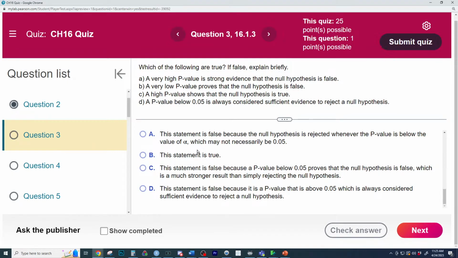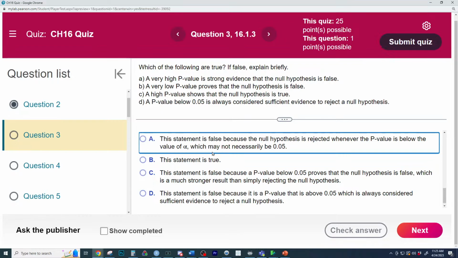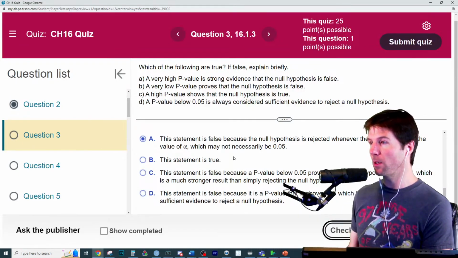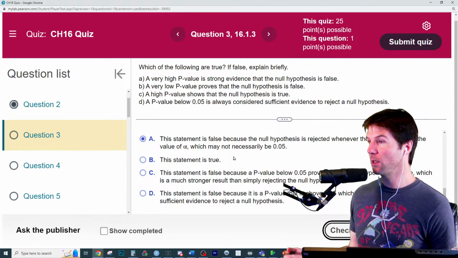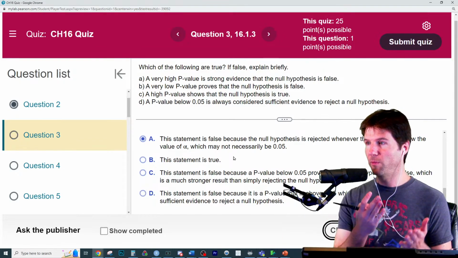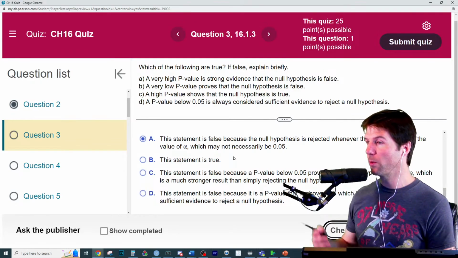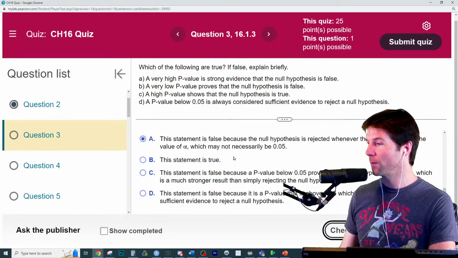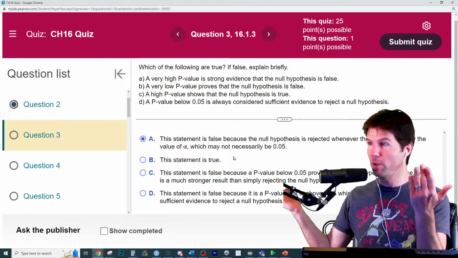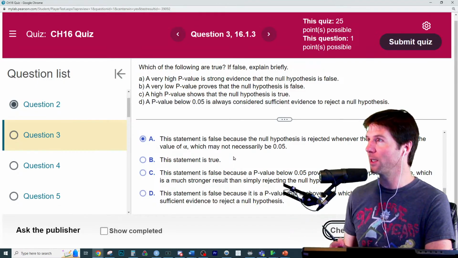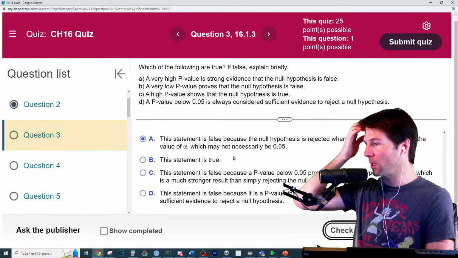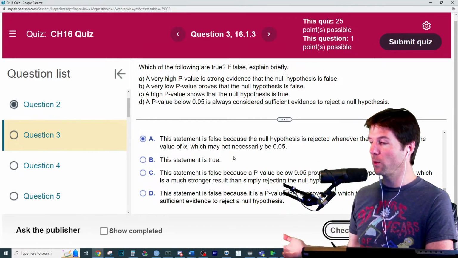So the researcher picks the alpha. Right here, the statement is false because the null hypothesis is rejected when the p-value is below the value of alpha, which may not be 0.05. Boom. Good stuff. We didn't get tricked by any of those. The reason alpha is independent is because the researcher, Jackson, just says, I want to use an alpha of 0.01. That's how they pick alpha. When we say it's independent, it just means anyone can pick any level of alpha they want: 0.01, 0.02, 0.05, 0.90. Don't pick wacky stuff. You can if you really want, your research will just be tossed out the window.